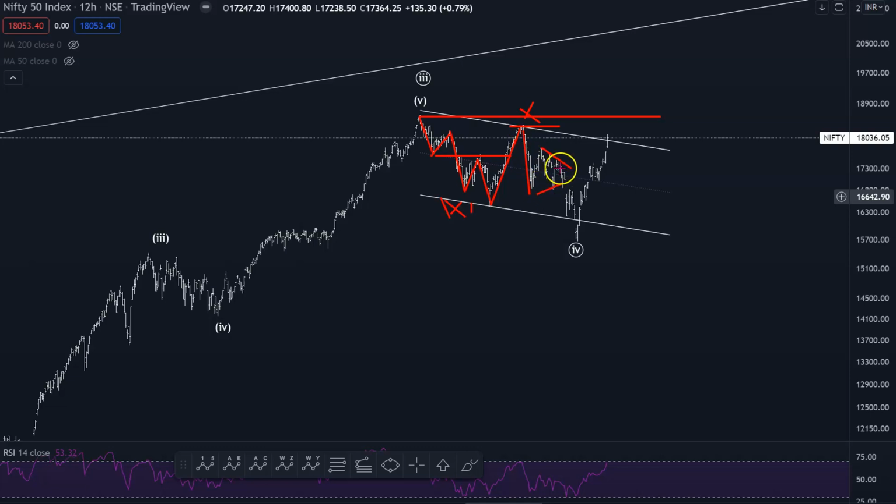So you go A, B, down in C for a wave Y. See, you can shift them both ways. You can try to come up with the best interpretation here. I think both are mighty fine. I think you can go A, B, C, and you can go WXY as well. But it is definitely a corrective pattern.